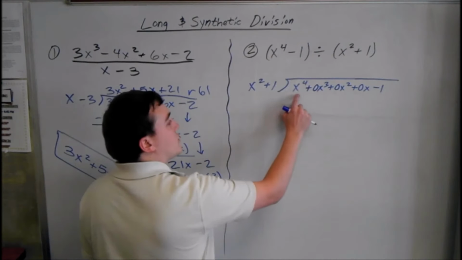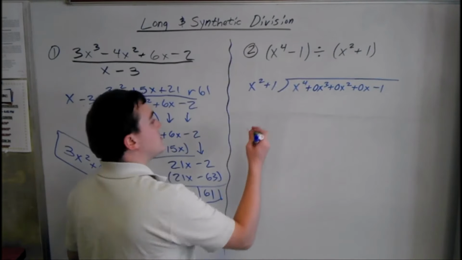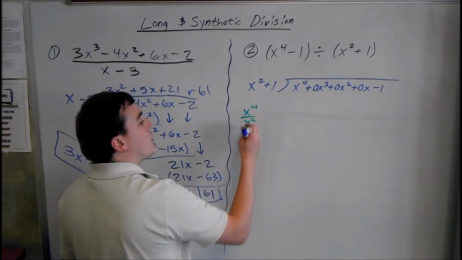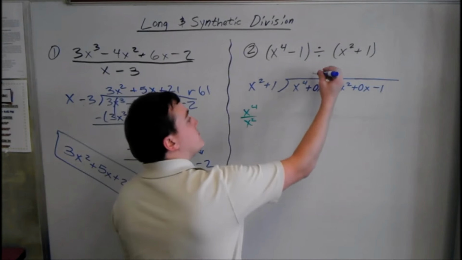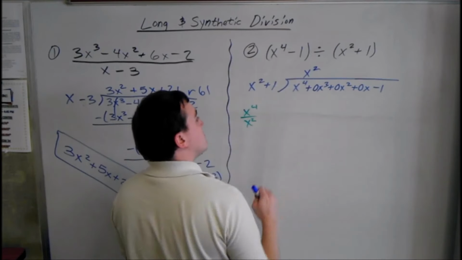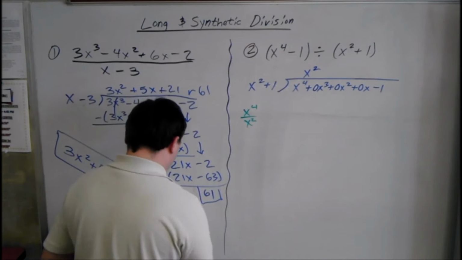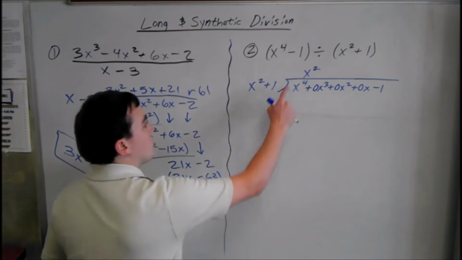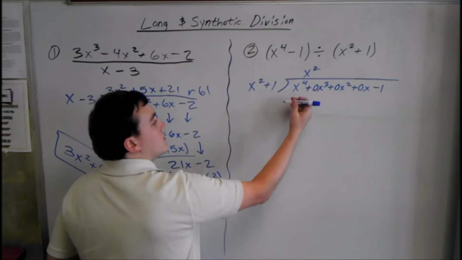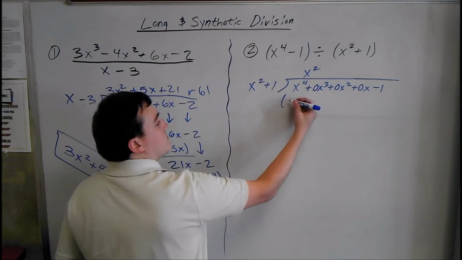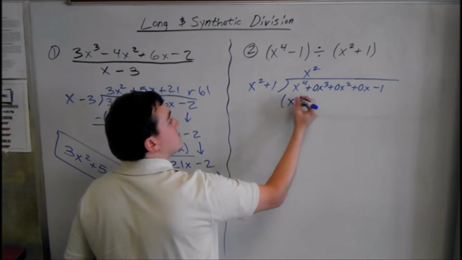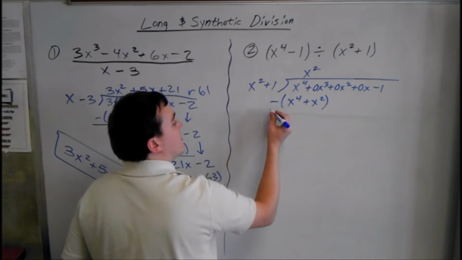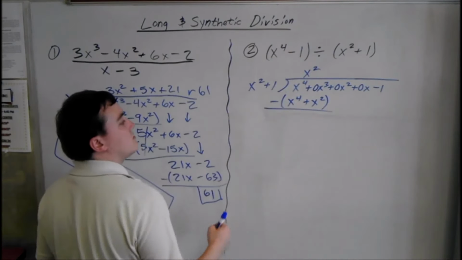So x squared goes into x to the 4th how many times? X to the 4th divided by x squared. 2 x's cancel, and we're left with x squared. And then same process as before. Multiply this with these two. So we have x squared times x squared. Add the exponents, x to the fourth. X squared times 1 is plus x squared. And we're subtracting. These have to cancel.